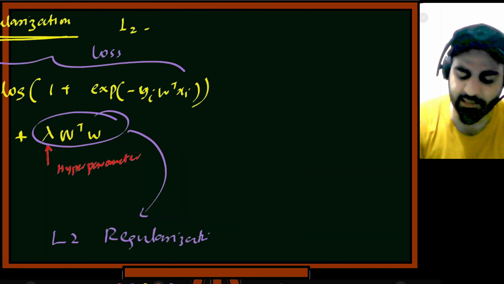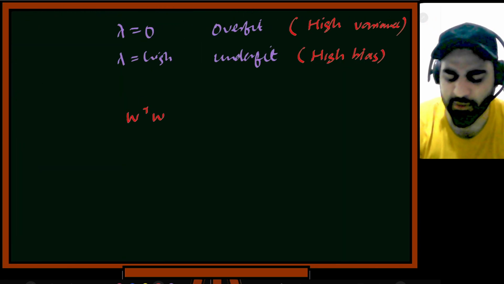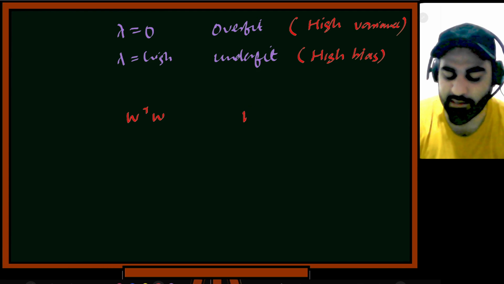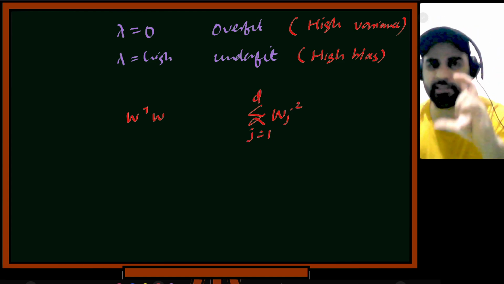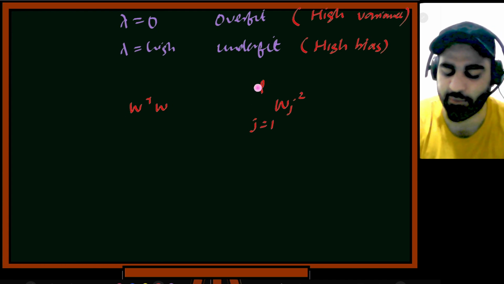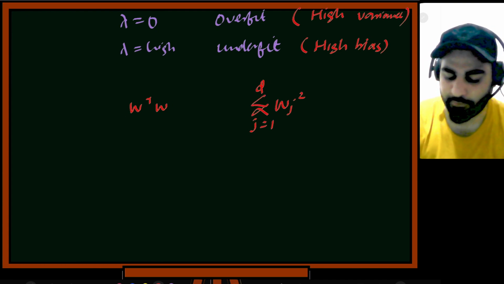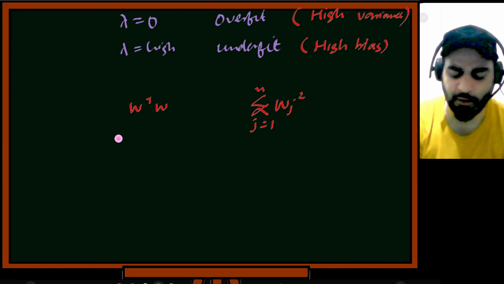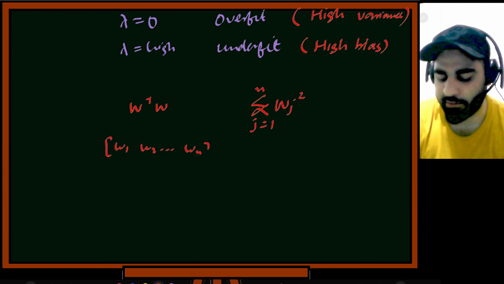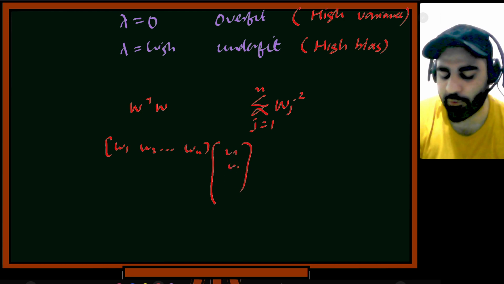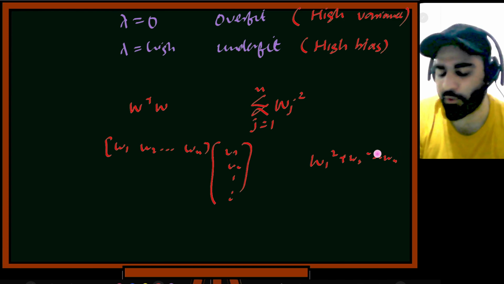If I write W transpose W, this is basically the summation of Wj square, with j equal to 1 to n, if it has n components. So our vector is W1, W2 till Wn, and here again W1, W2 till Wn. So this is W1 square plus W2 square and so on till Wn square. This is how we can write it.